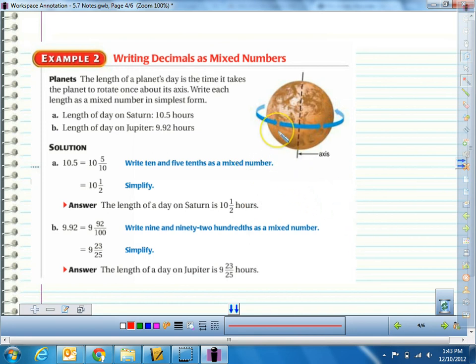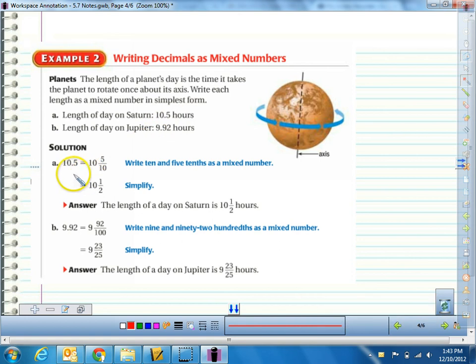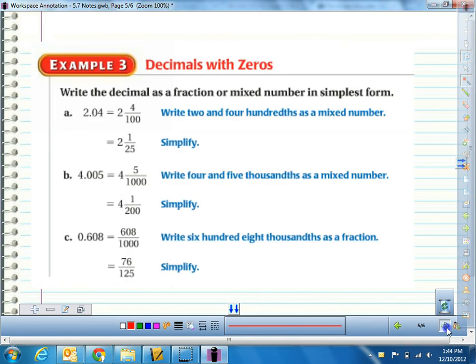We've got a word problem here. The length of a planet's day is the time it takes the planet to rotate once about its axis. Write each length as a mixed number. So 10.5, we would make 10 and 5/10. So remember, 10.5, this is the whole number, this is the decimal part, so we have 10 and 5/10, which we simplify to 1/2. 9 and 92/100ths, we would put 9 and we can divide that by 4 into 23/25. So 9 and 23/25.